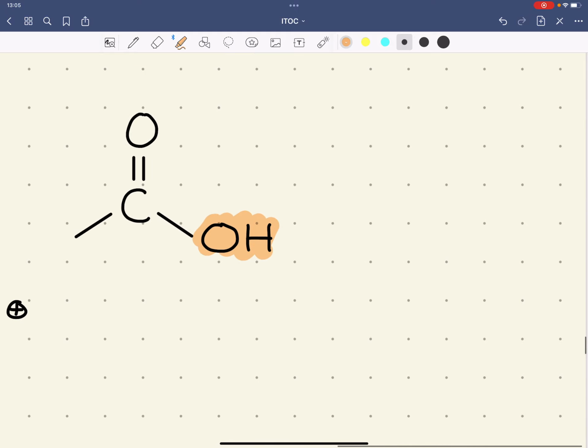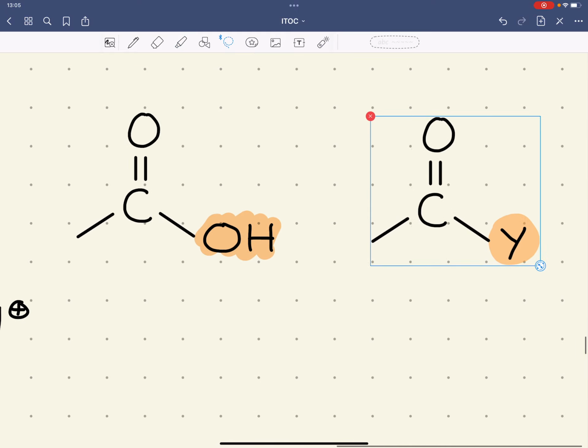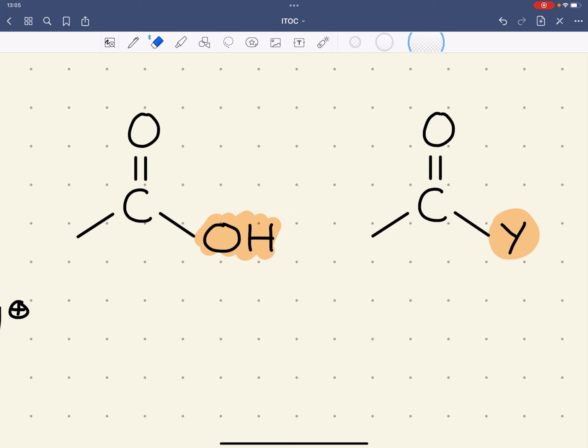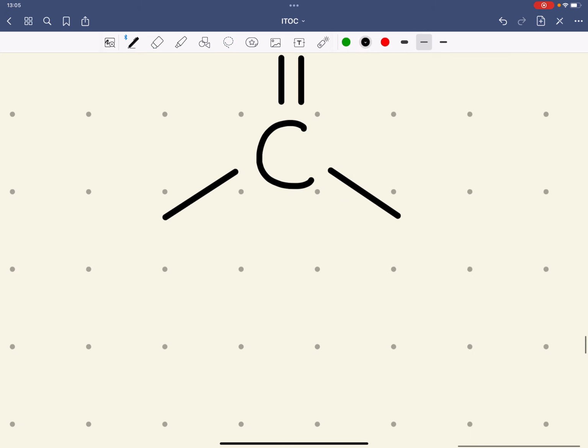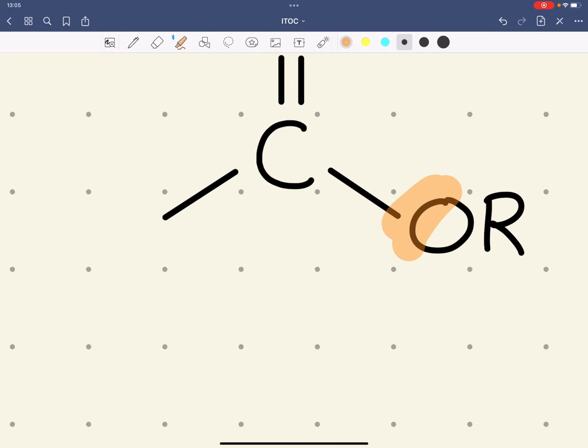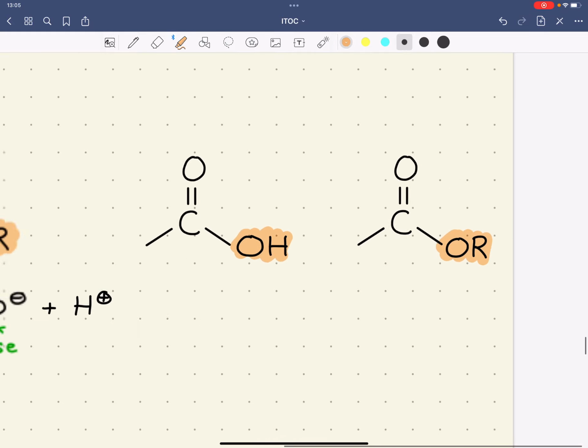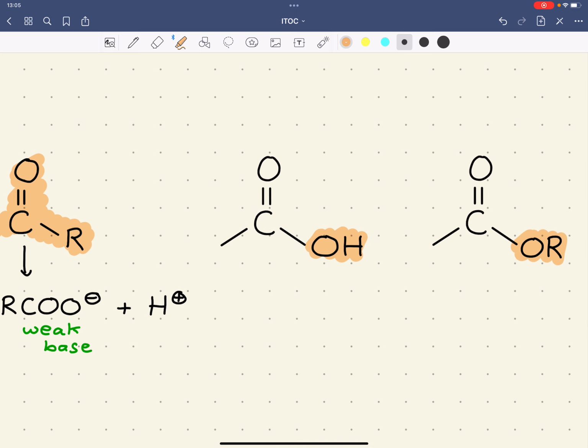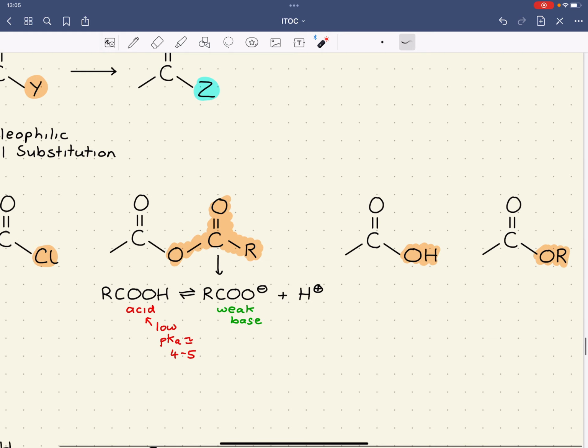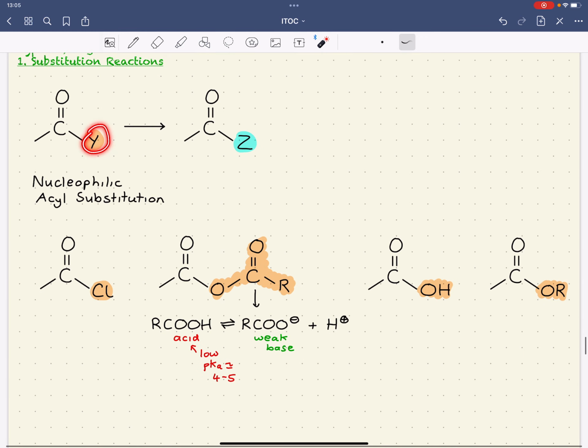Other ones would be, again, esters. Again, an OR is not a great leaving group. Remember, R is an alkyl group, not a good leaving group, but again it can be converted into a good leaving group by adding hydrogen ions. So this would leave potentially as an alcohol, a neutral molecule. This would leave potentially as H2O. So yes, Y has to be a good leaving group, or can be converted into a good leaving group.